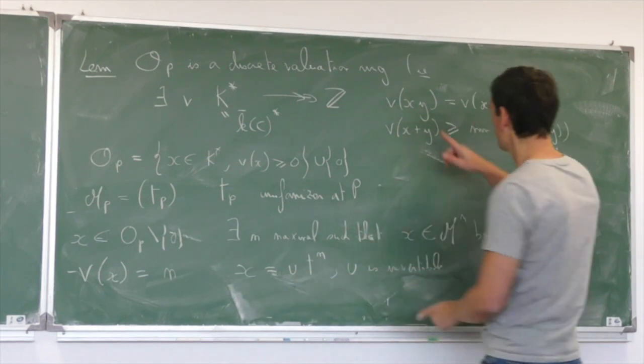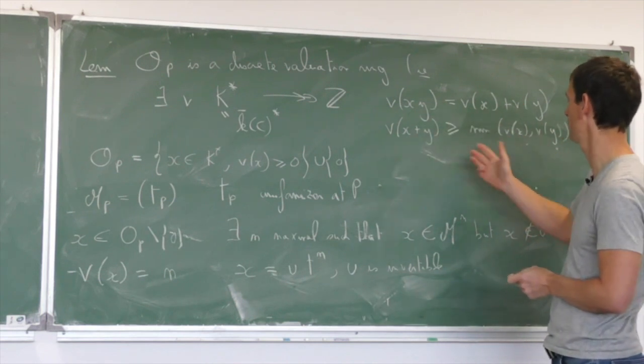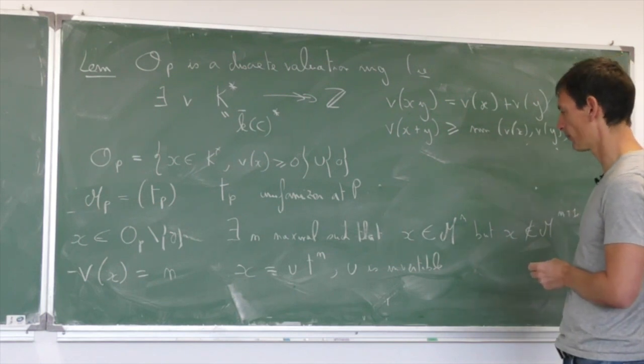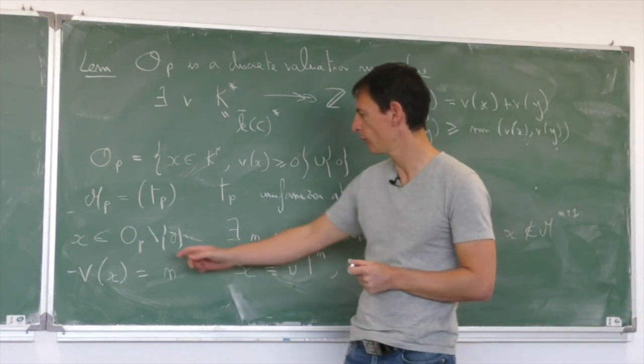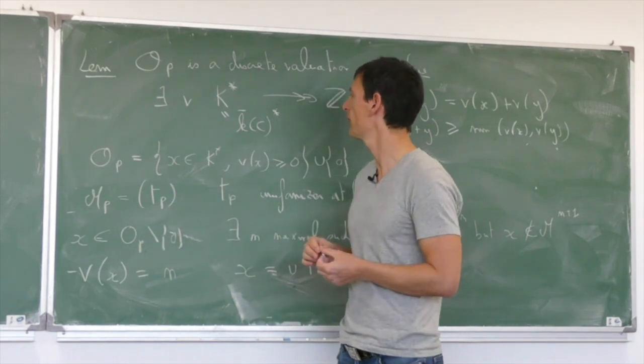So using this, you can prove that the valuation of a product is the sum of the valuations, and that the valuation of the sum is greater or equal to the minimum of the two valuations. I'm not completely done, because I have defined the valuation for every non-zero element in O_P. Well, it's not complicated.